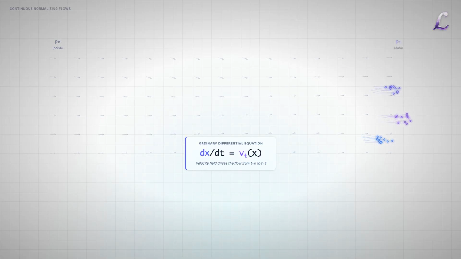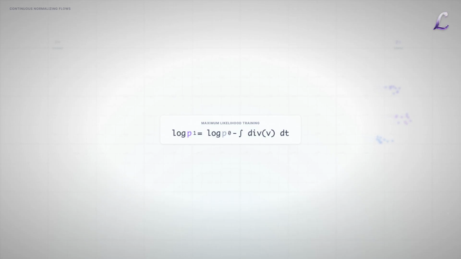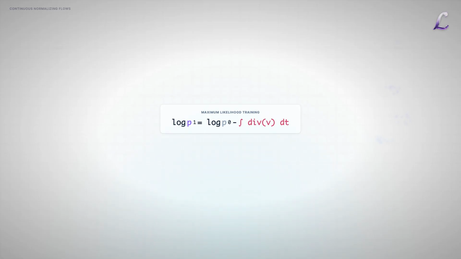The math gives us an exact way to train this using maximum likelihood. However, the change in log density depends on the integral of the divergence of the velocity field. Computing that divergence integral requires calculating the trace of the Jacobian. This scales terribly with dimensionality. We need a way to train this velocity field without simulating the ODE or computing that expensive divergence.